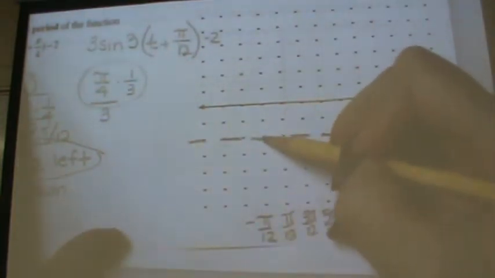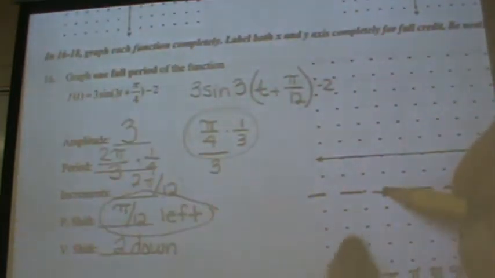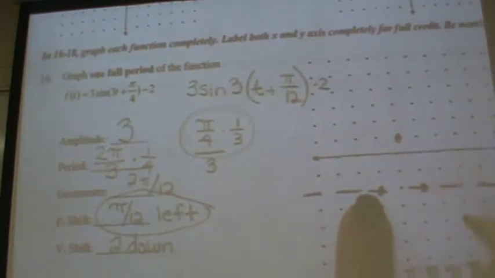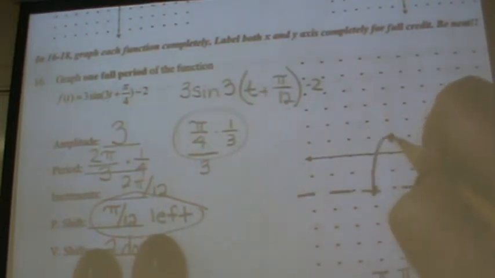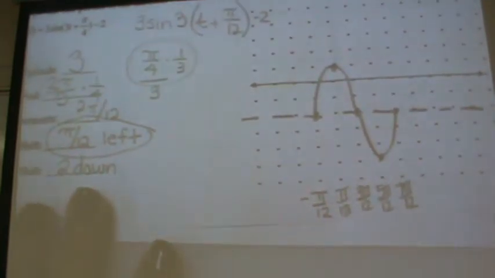So where do we start? The sine graph starts on the line, because it's positive, and we're going to go 3 above, and there it is. Done. We need to see these numbers here. Don't reduce them.